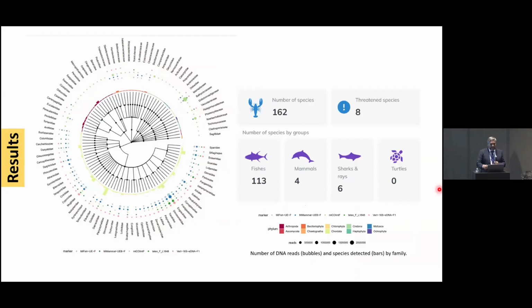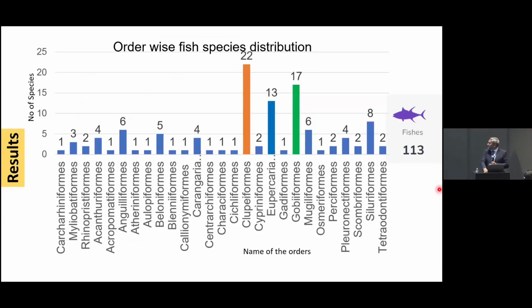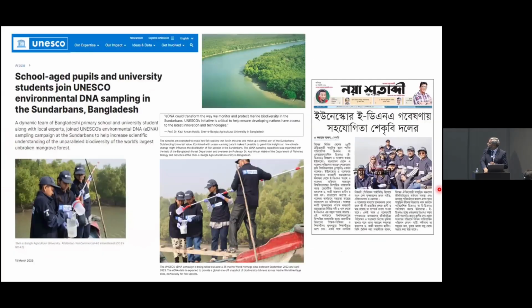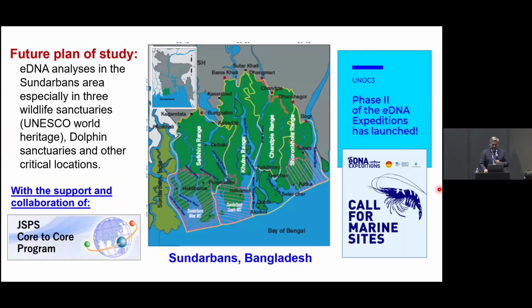They published it in the OBIS and in some magazines. I am working on writing the paper on it. And these are the results of order-wise distribution, then family-wise distribution. And this is some news on the Sundarbans eDNA expedition on the UNESCO website and in my local newspaper.